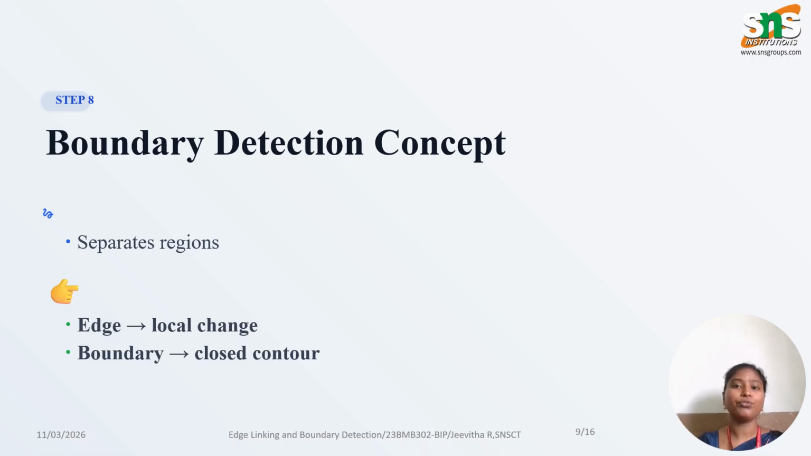Now let us move from edges to boundaries. An edge represents a local intensity change, but a boundary represents a closed contour separating two regions. So the edge is a local feature, boundary is a complete structure. Boundary detection is important because it defines the shape of an object. In biomedical images, this helps in identifying organs or tumors clearly.